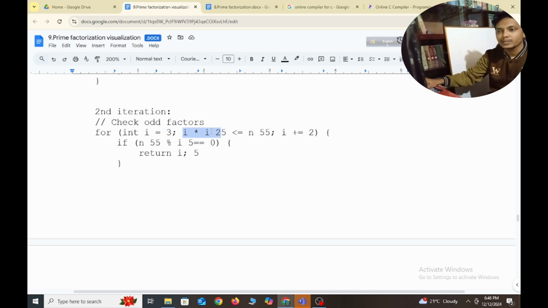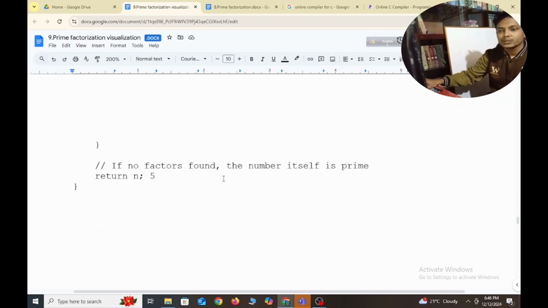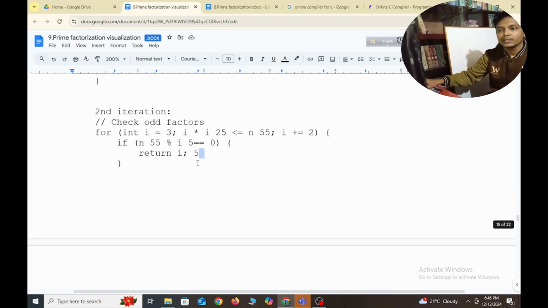We didn't change the initialization, it is still 3, but we will increase here. So 5 into 5 means 25. 25 is less than or equal to 55, it's true. So 5 can divide 55. Okay, so return i, which means 5. Okay, so for the second iteration we get 5. So now we will return 5, guys.